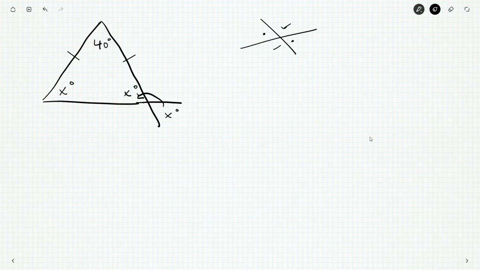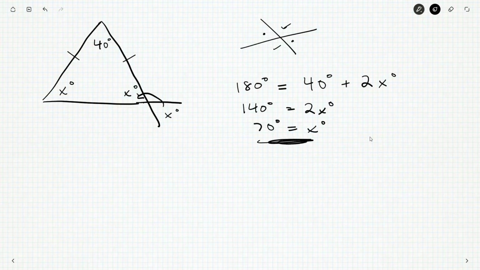And now, I know that the sum of the angles in a triangle is 180 degrees. So PQR has the sum of the angles being 180 degrees. That's 40 degrees plus 2 copies of x degrees. So now it's just an algebra question. I subtract 40 degrees from both sides. I'll get 140 is 2x degrees. Now I divide by 2, and I'll get x degrees is 70.